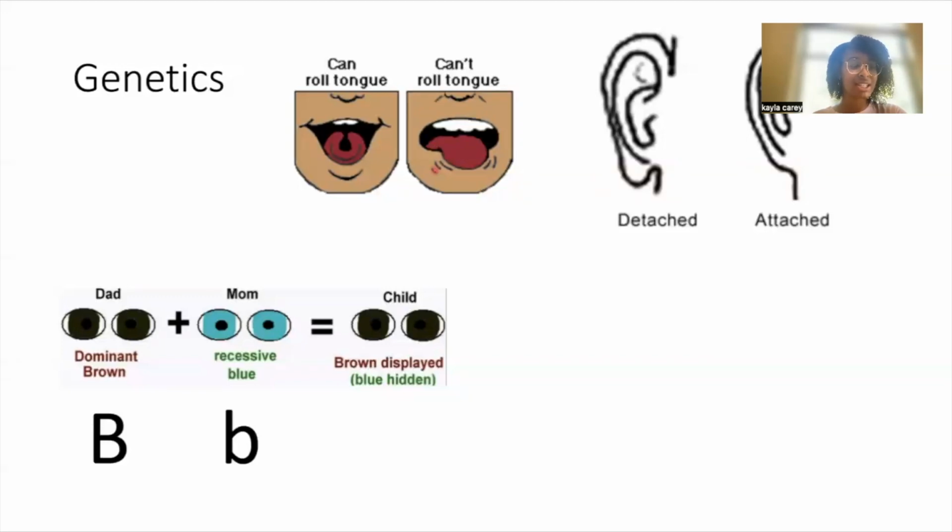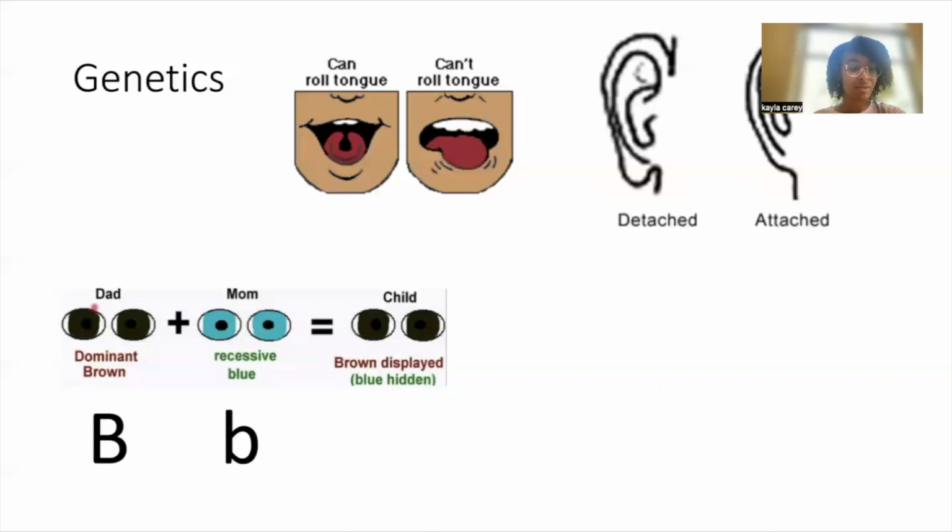So in many genes, there's something called a dominant allele and a recessive allele. Alleles are kind of like different versions of a gene. So if we use the example of eye color, if your dad has brown eyes and your mom has blue eyes, then the child will probably have brown eyes. And this is because in this example, brown is what we call dominant.